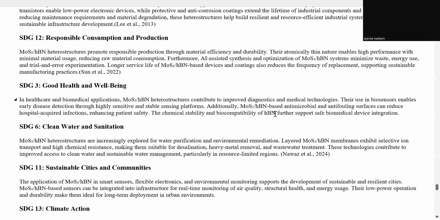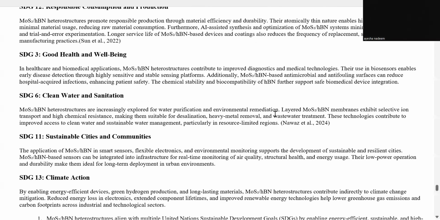Now, there is a relation with SDG 6, which is clean water and sanitation. Molybdenum disulfide and hexagonal boron nitride heterostructures are increasingly explored for water purification and environmental remediation. Layered molybdenum disulfide and hexagonal boron nitride membranes exhibit selective ion transport and high chemical resistance, making them suitable for desalination, heavy metal removal, and wastewater treatment. These techniques contribute to improved access to clean water and sustainable water management, particularly in resource limited regions.